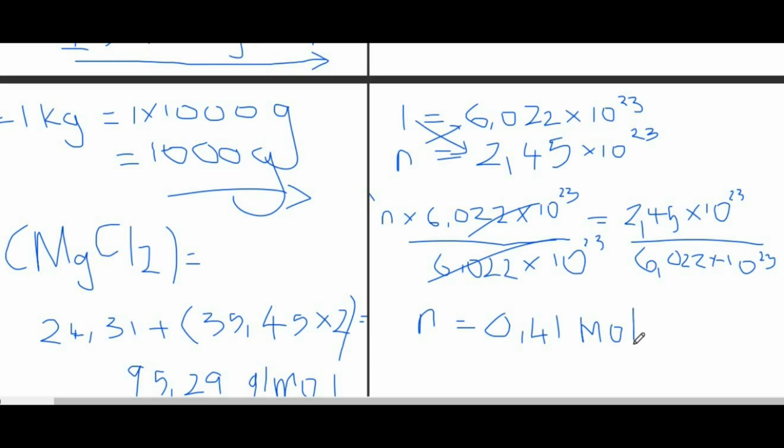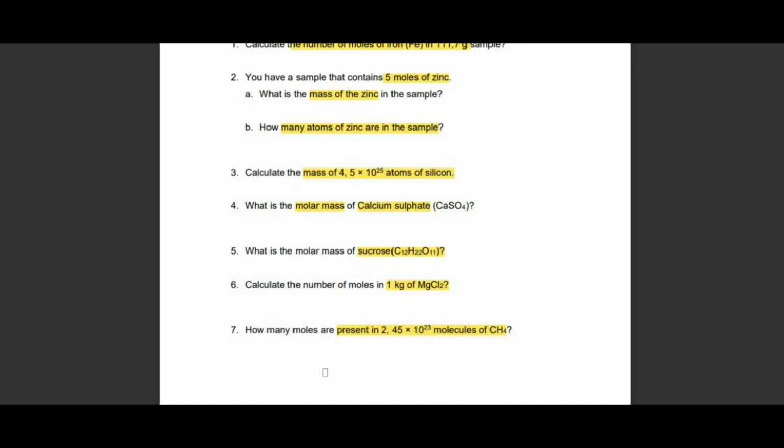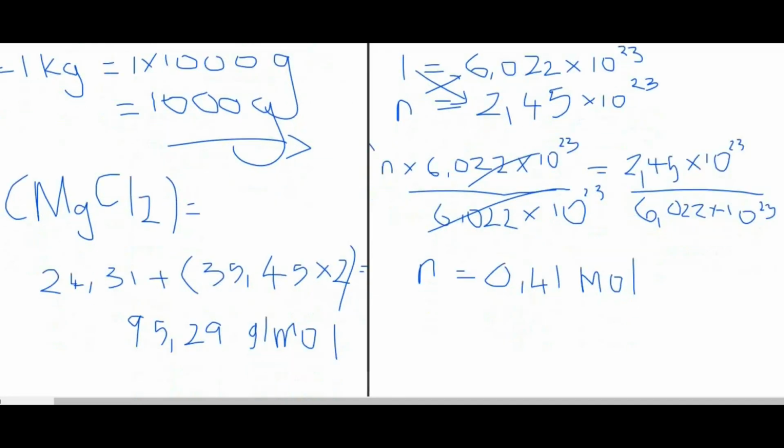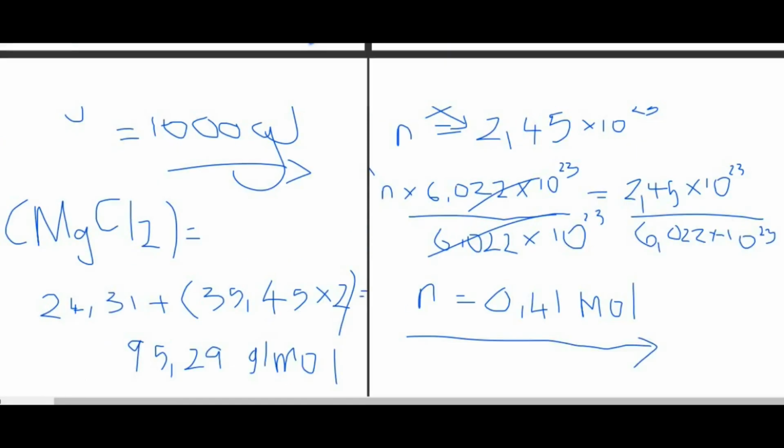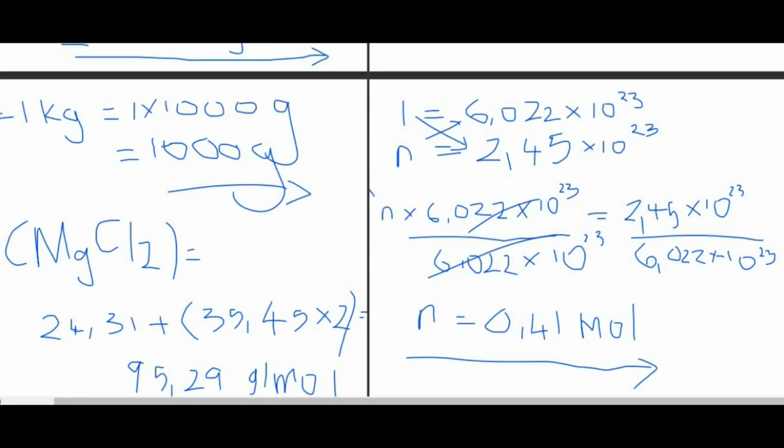All right, but are we done? I don't think so. It says how many. Oh, we are done. So you say therefore there is 0.41 mole of methane, CH4, in 2.45 times 10 to the power 23 molecules of CH4, and then you'll be done.